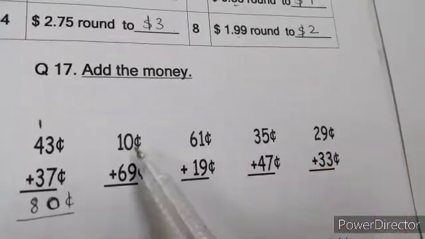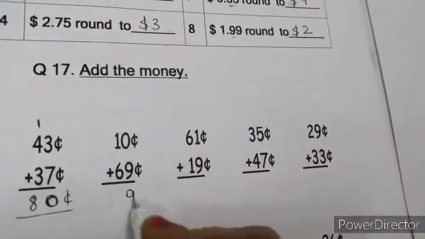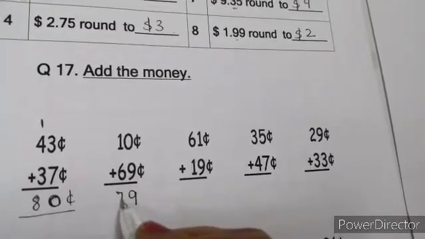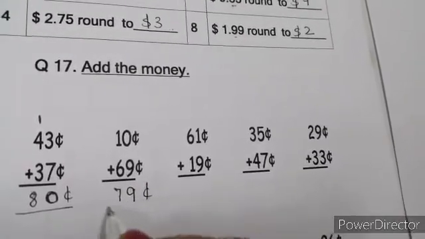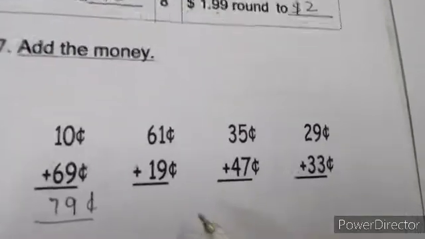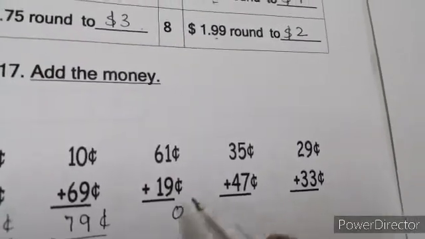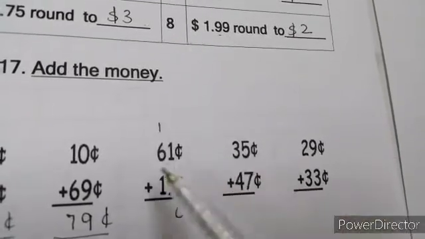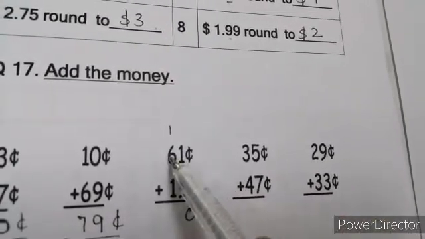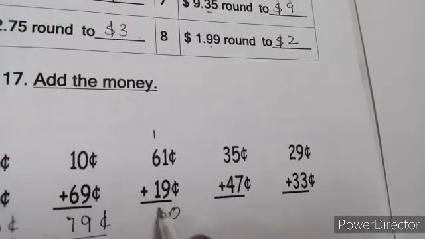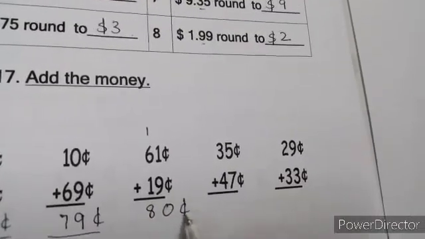Similarly, 0 plus 9 is 9. 1 plus 6 is 7. 79 cents. 1 plus 9 is 10. Carry over 1. 1 plus 6, 7. 7 plus 1, 8. 80 cents.